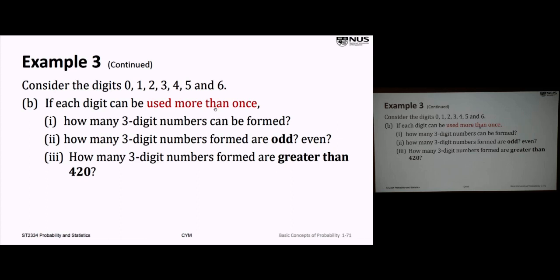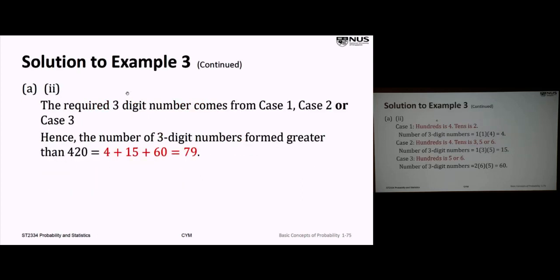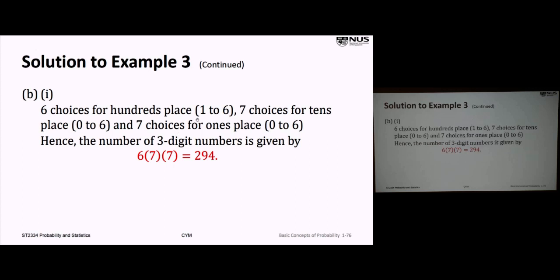So my first question is, how many 3-digit numbers can be formed? This is relatively straightforward because I know I can't put 0 at the front, but other than that, I don't have many constraints. It's just how many numbers. At the hundreds position, I can choose 1, 2, 3, 4, 5, 6. I can't choose 0, as we know already. So I have 6 choices at the first position.